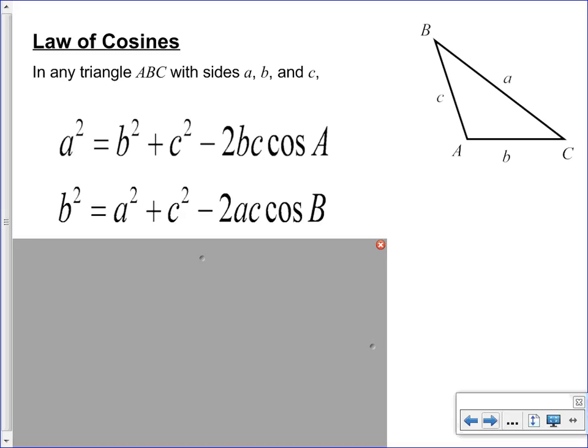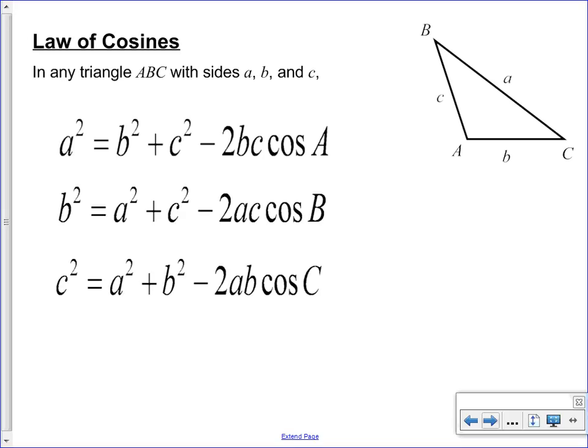If you want to find angle C, start with C squared. And P.S. if the triangle is not labeled ABC, either label it ABC yourself, or just understand the concept. It starts with the angle and the side opposite are the ones at the end. The angle and the side opposite are the end points in this equation. Everything else is just the other sides.